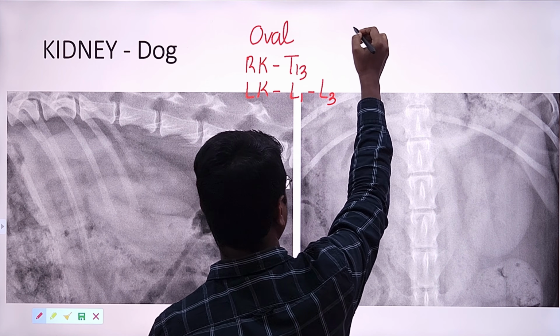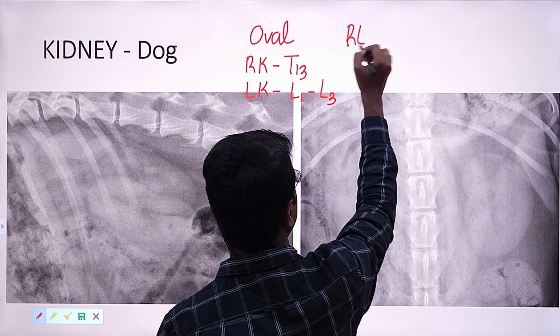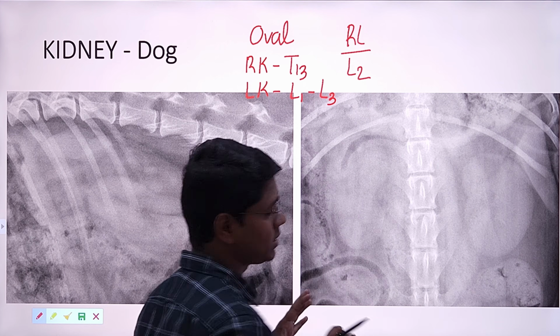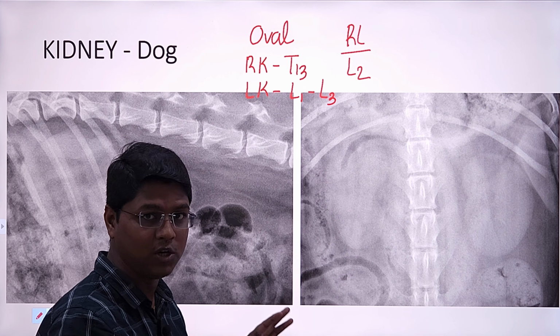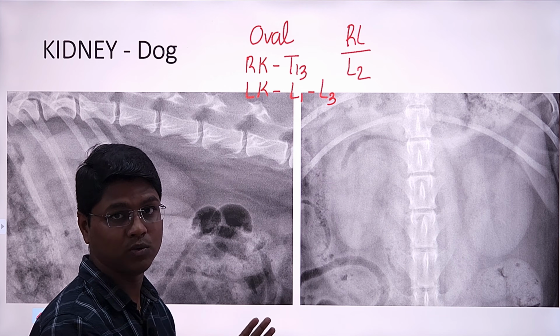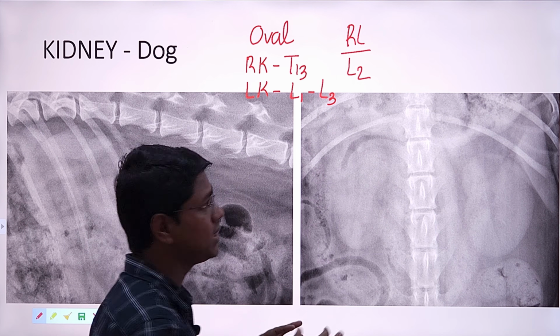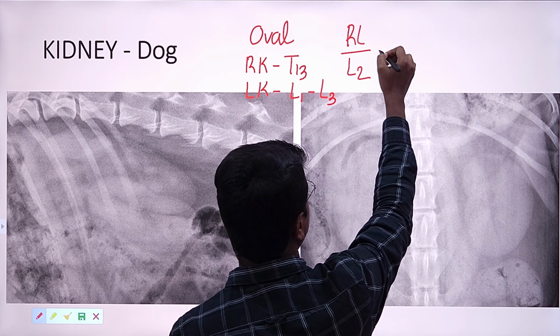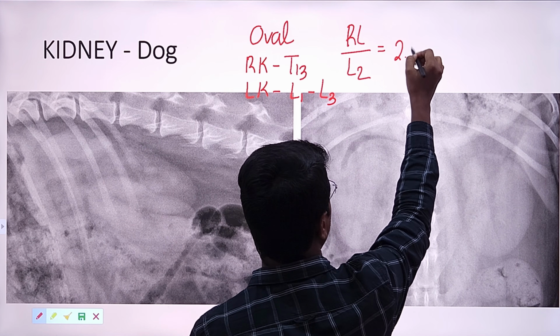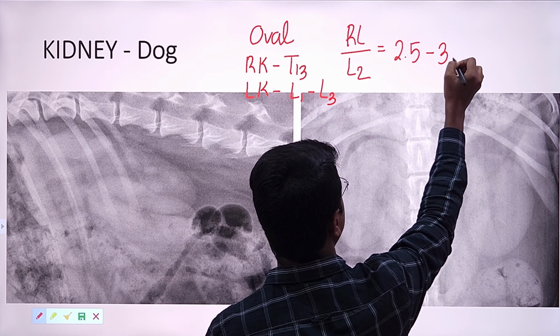Also the renal length to L2 ratio. If you have not watched the normal abdominal radiograph video, do watch it. What is the renal length to L2 ratio? The renal length to L2 ratio for dog is 2.5 to 3.5.